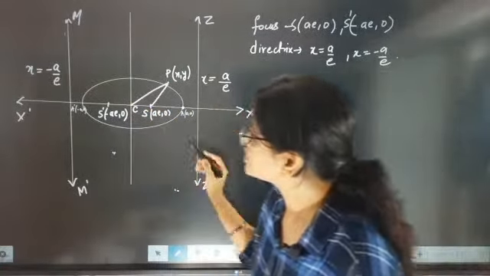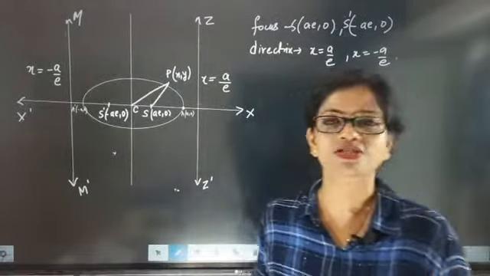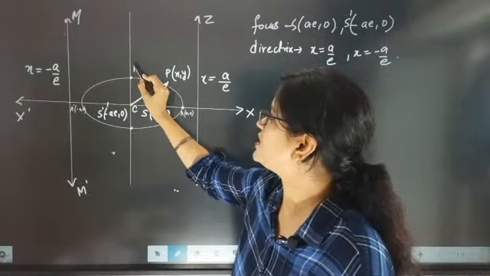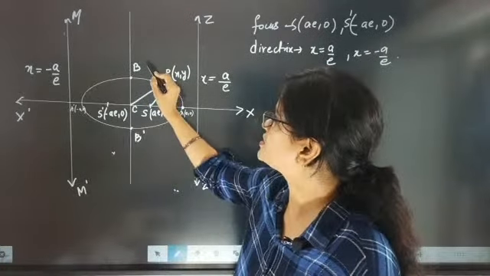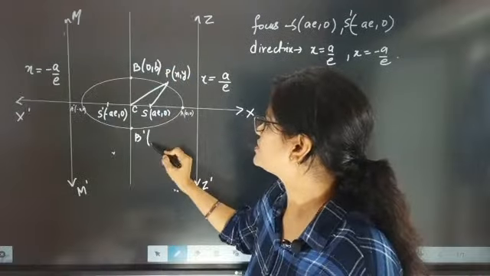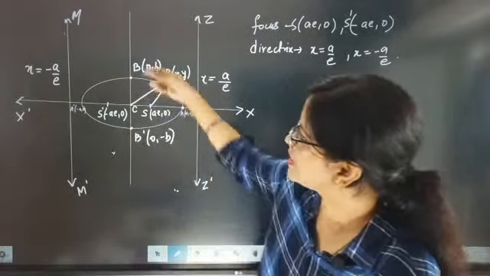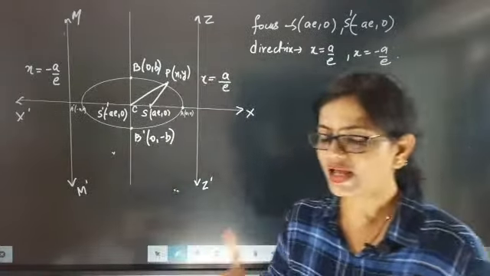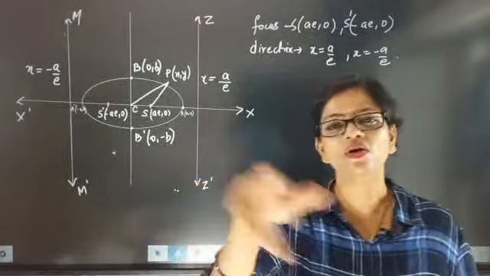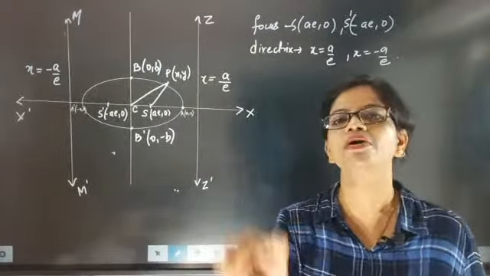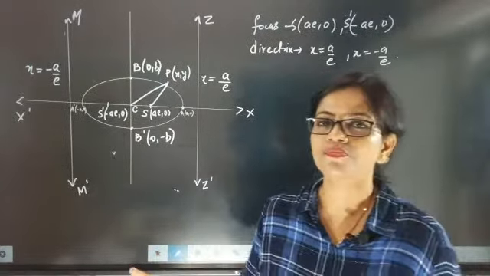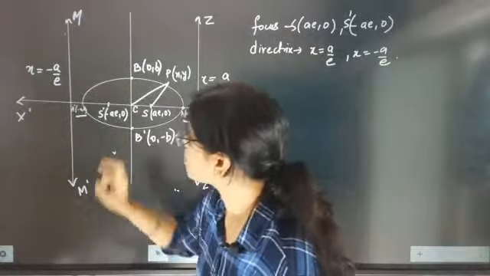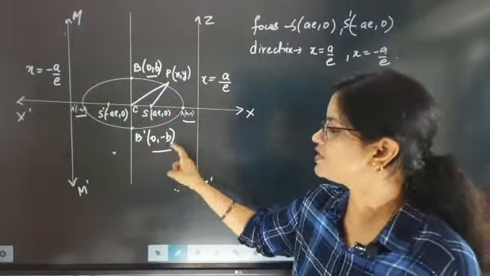So now we got all this. If A comma 0 and minus A comma 0 is the part of the axis, then these points we are going to consider as B and B dash. So B will be 0 comma B and B dash will be 0 comma minus B. I hope till here everybody understood what the directrix and focus are. So just remember focus is AE comma 0, vertex points are A comma 0, minus A comma 0, and here 0 comma B, 0 comma minus B.